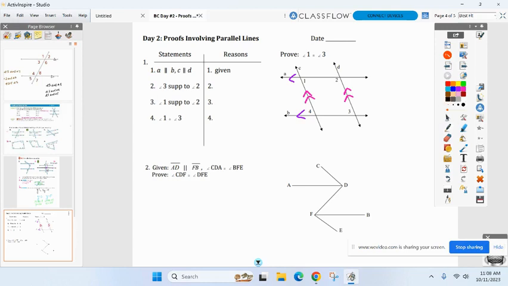All right, here's my first statement. Why is 3 and 2 supplementary? And why they're not linear pairs, so let's get that out of the way. You need something else. They're definitely not linear pairs. Got to figure out what they are, though. 3 and 2, what type of angles are they?